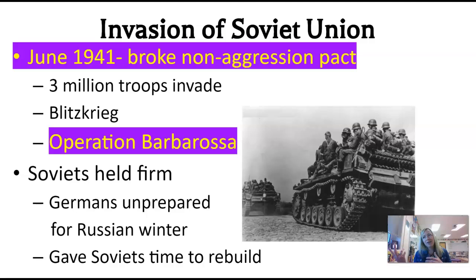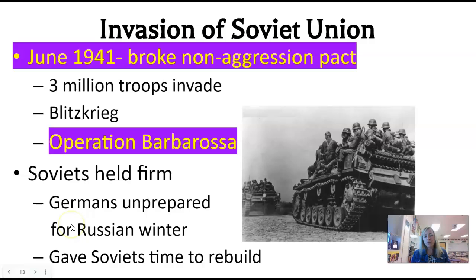He can't conquer Great Britain, so the next place to go is the Soviet Union. So he breaks the Non-Aggression Pact. This is called Operation Barbarossa, where 3 million troops are going to invade. He's going to use blitzkrieg. Stalin is on his heels. He's in shock. The Soviets, fortunately for Stalin, are going to hold firm, and fortunately for the Allies, are going to hold firm. The Germans also march into Russia, unprepared for the Russian winter.